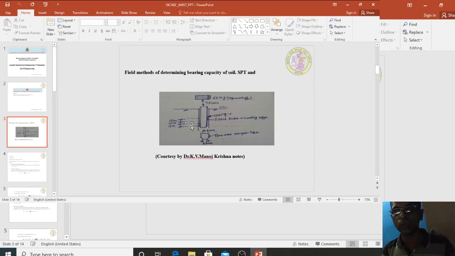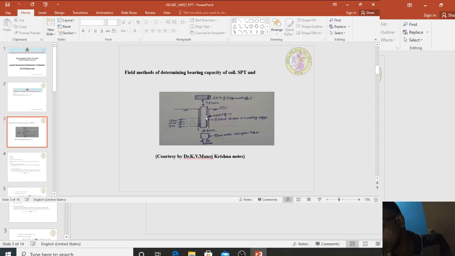N value is defined as the number of blows required for 30 centimeter penetration of a 38 mm internal diameter, 50.8 mm cutting edge, 60 centimeter split tube sampler with the help of a 65 kg rammer with a height of 75 centimeter free fall, beyond 15 centimeter of seating drive. That is called the N value. So count the N value.